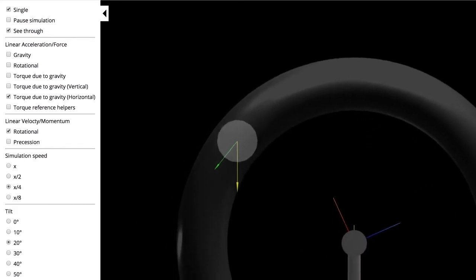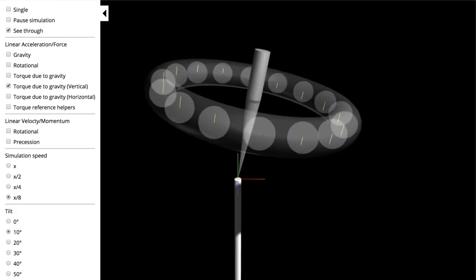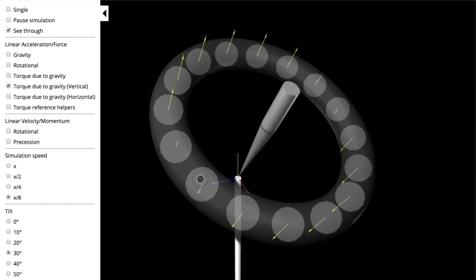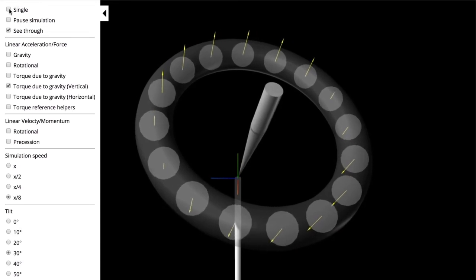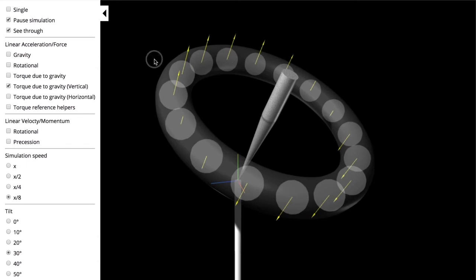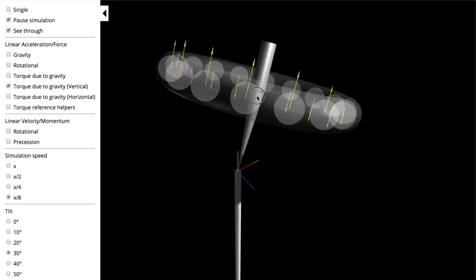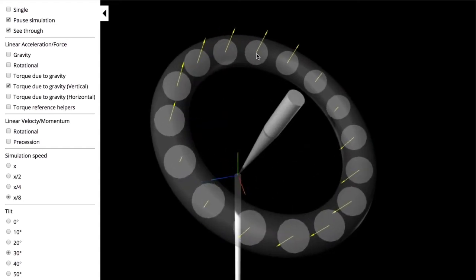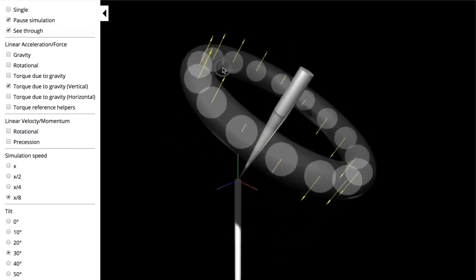Next, we move on to the effects of the vertical component of torque. Let's consider no precession has been generated and observe this mass over here. The direction of force or acceleration is upward, and thus velocity starts to build up towards the up direction over time as it rotates.